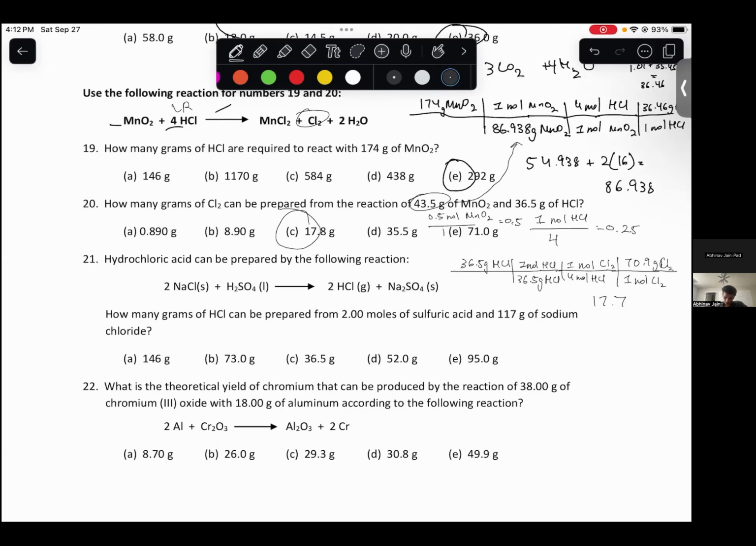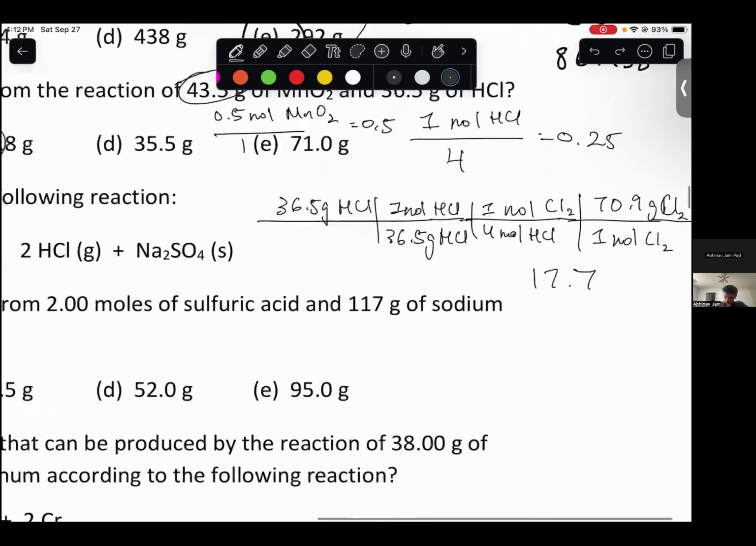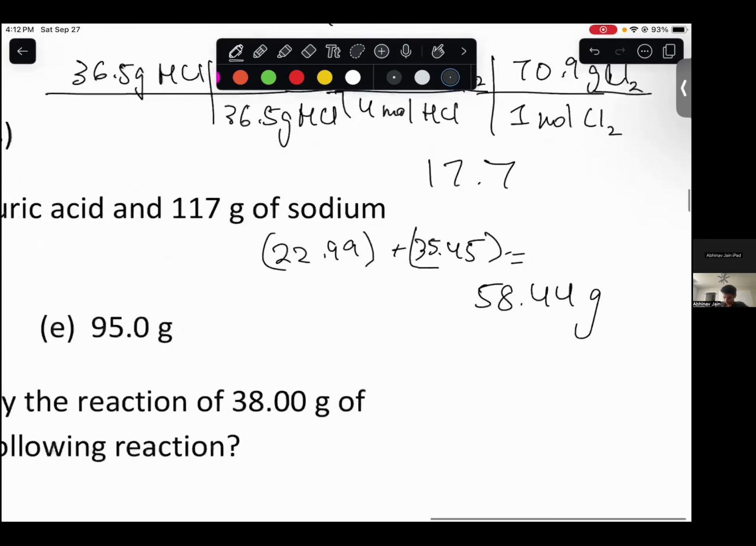Hydrochloric acid can be prepared by this reaction. It says how many grams of HCl can be prepared with 2 moles of sulfuric acid and 117 grams of sodium chloride. So let's first calculate the molar mass of sodium chloride. That's going to be 22.99 for the sodium, plus 35.45 for the chlorine. That's 58.44 grams per mole for sodium chloride. So let's do 117 divided by 58.44. That's going to be around 2.